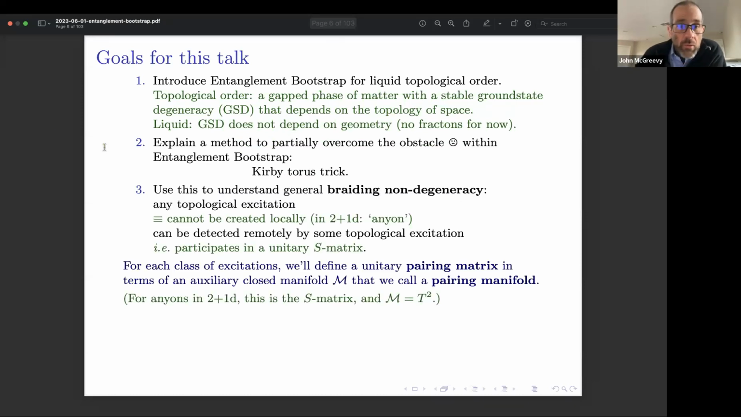Okay, so I want to spend a little while explaining a method within this gapped entanglement bootstrap to overcome this obstacle I mentioned about how to make more interesting manifolds than just the ball. That goes by the name of Kirby's torus trick, which is a trick from differential topology. Then we'll use that idea to understand the braiding of topological excitations in such states. In particular, we'll use it to understand this notion of braiding non-degeneracy, which is an axiom of topological field theory.